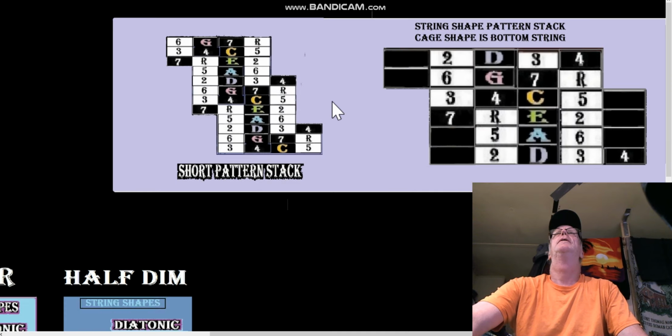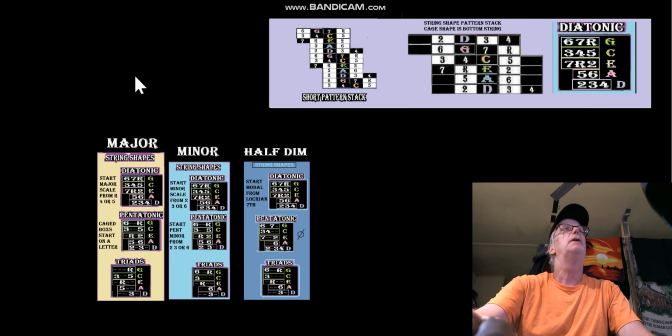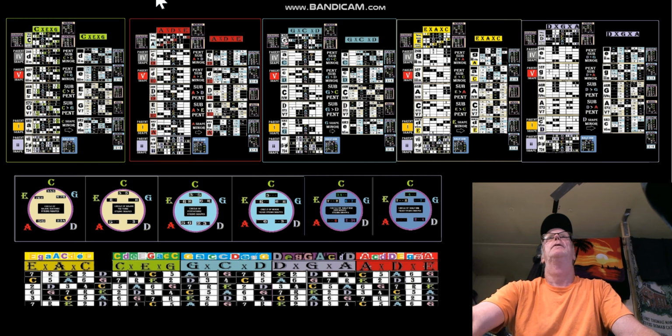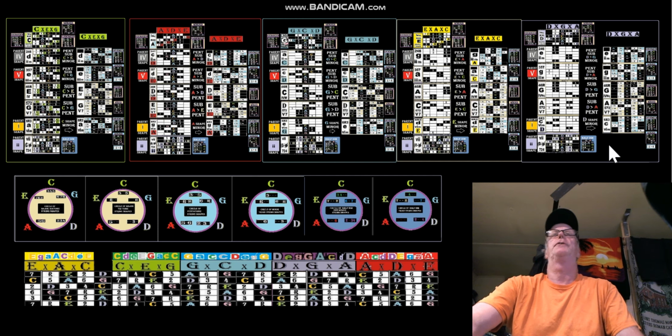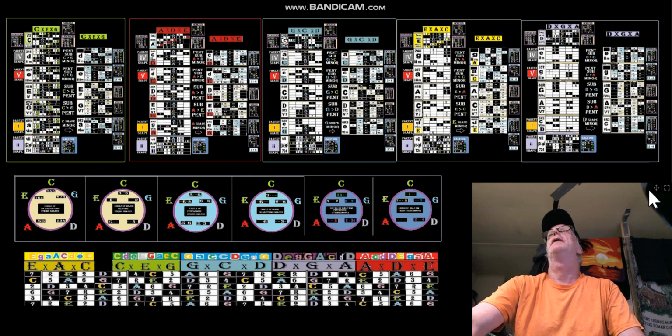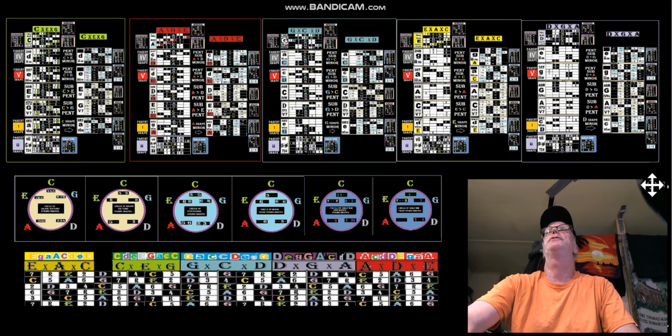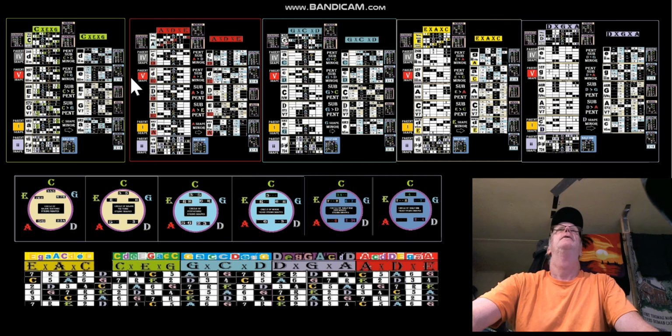Where are we? Okay, we are not where we need to be. Alright, I know what we got to do here. We got to go back one chart. Alright, so here we are, once again, chart 247. Okay, and what does it say? Pentatonic and tritonic major modal scale substitutions. Alright, let's look at a substitution.